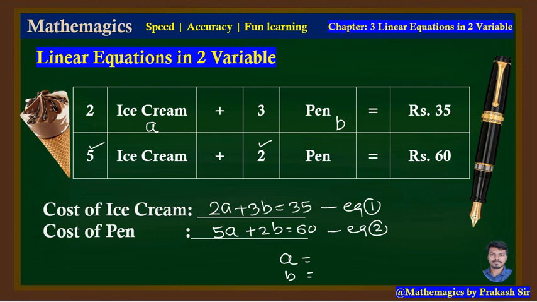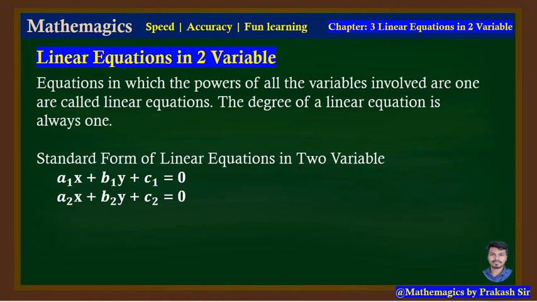Total four methods are there, but in our NCERT syllabus, according to this rationalized pattern, we have only three. So dear friends, let us start. Before starting this, we have to understand what is a linear equation in two variables. Obviously, we know that an equation has equality, it means it has the equal sign, in which the power of all the variables involved is 1, and it is called a linear equation. The degree of a linear equation is always 1.